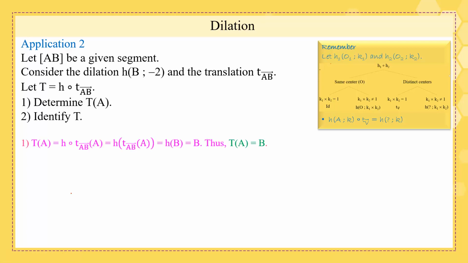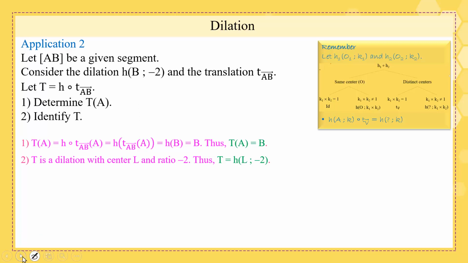T of A equals H of T of vector AB of A, equals H of B, because the image of A by the translation of vector AB will be B. So finally H of B equals B, because B is an invariant point with respect to the dilation H. Finally, T of A equals B. Now the second part: what is the nature of the transformation T? T is a dilation of center L and ratio minus 2, because the composite of a dilation and a translation is a dilation, with the ratio of the dilation H. And we need only to specify the position of L, which is the center of this transformation T.